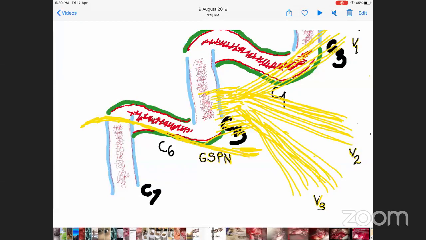That is V1, V2, V3, and the Gasserian ganglion, lateral to the cavernous sinus, and the corresponding segments of the carotid are C5 paraclival, C4 the horizontal intracavernous, and C3 the paracellar. So let's go forward.